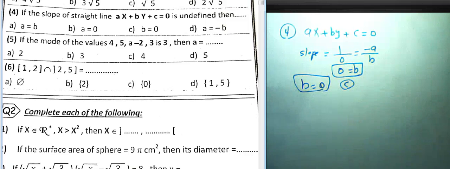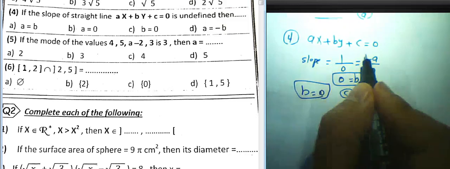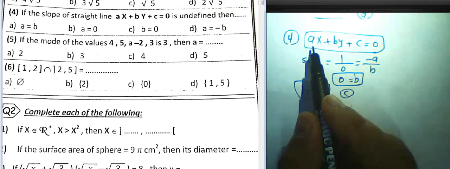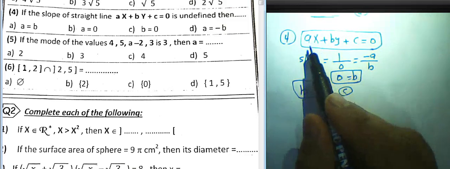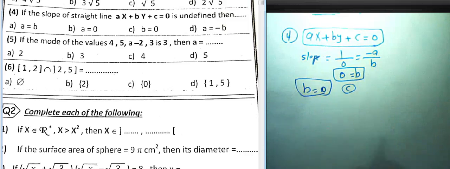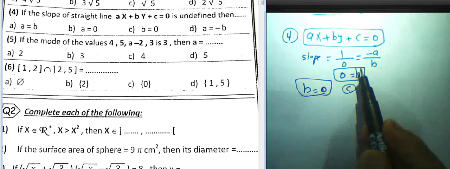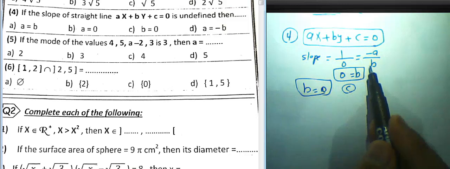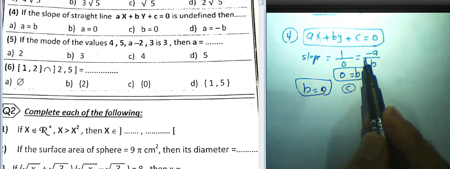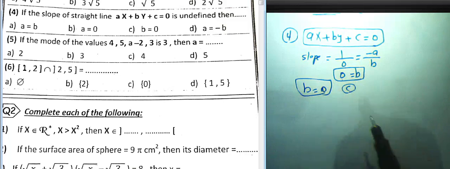Okay, again, the slope of this equation is negative the coefficient of x over the coefficient of y, negative a over b. It equals 1 over 0 because the slope of this equation is undefined. Then the product of extremes equals the product of means. Then b times 1 equals b, and 0 times negative a equals 0. So b equals 0. You must write b equals 0 and choose letter C for question number 4.